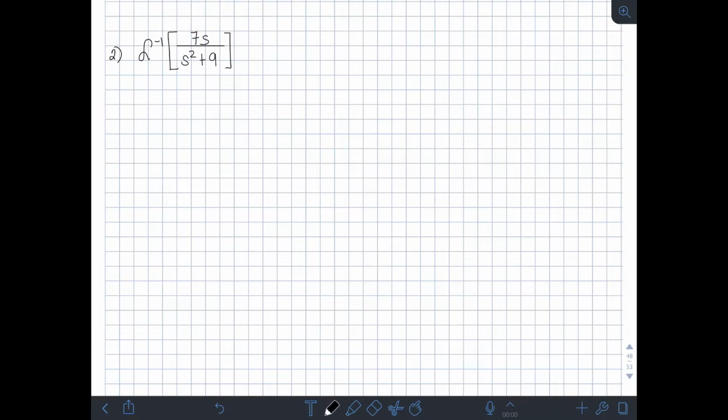Okay? Next, we have the inverse Laplace transform of 7s over s squared plus 9. Since we have a constant 7 again, we can set it aside. So it becomes 7 times the inverse Laplace transform of s over s squared plus 9. Let's check again which Laplace transform formula we can apply here. You'll notice we have s over s squared plus 9. In Laplace transforms, the Laplace transform of cosine at is s over s squared plus a squared. So our expression is the same as this.